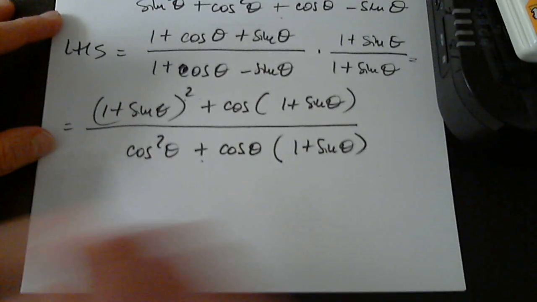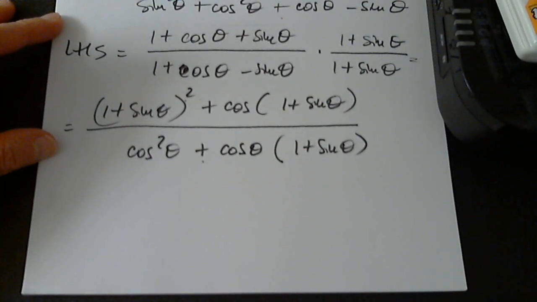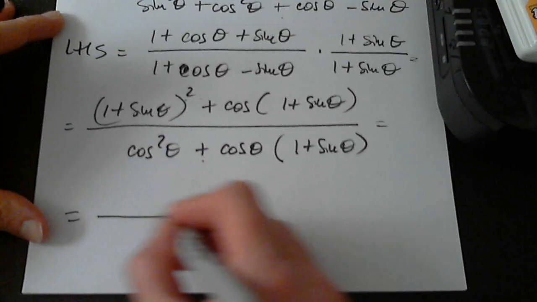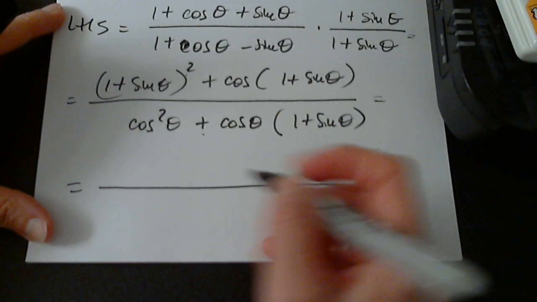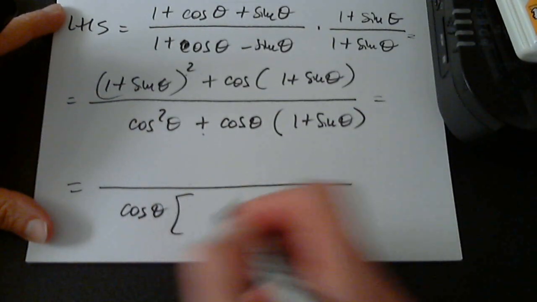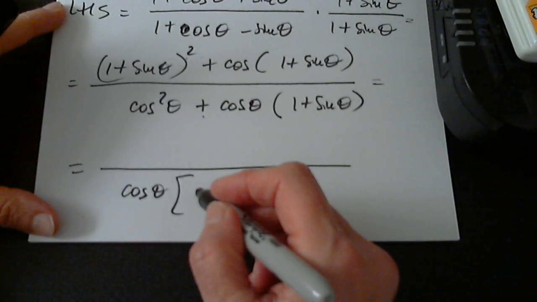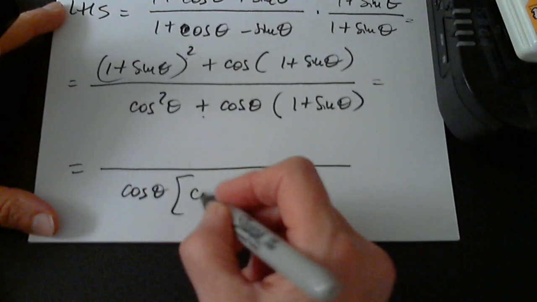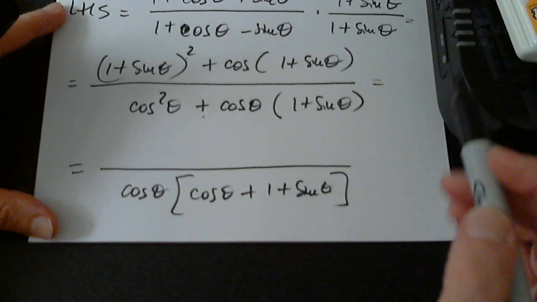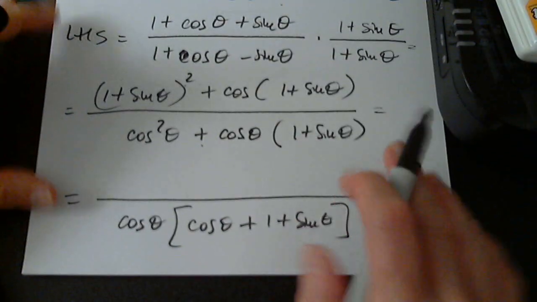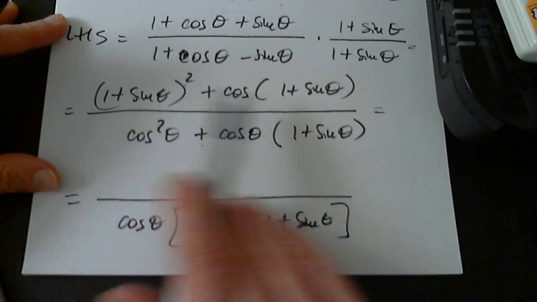And cosine squared. Okay. If I do that and I factor out, what did I accomplish? Did I accomplish anything? Cosine theta. And I have, no, I have cosine theta plus 1 plus sine theta. Okay. I didn't accomplish much, but let's see what I get at the top.